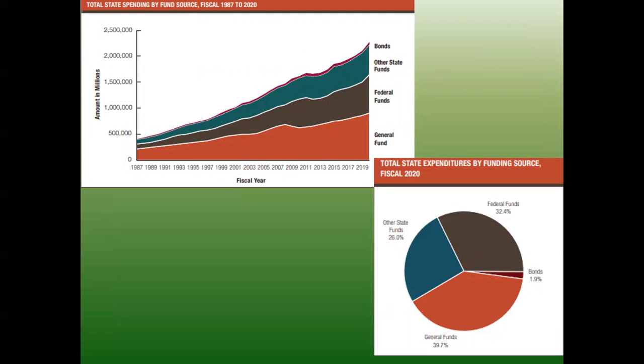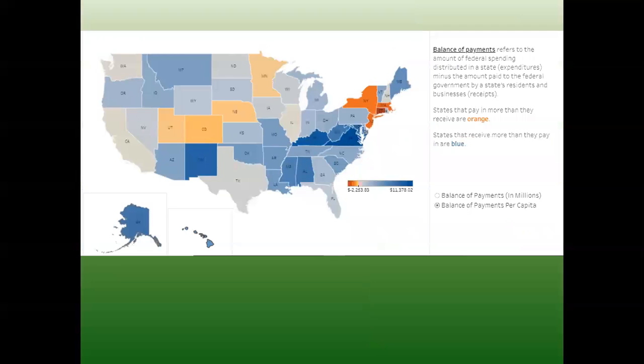So where do states get their money? There's something called the general fund, which is basically where all the money goes in from taxes such as the income tax and sales tax. And then federal funds account for about a third, again, of all the funds for states. And then there are other state funds. This would include things such as unemployment insurance, tuition and fees for state universities, and gas taxes that are devoted specifically to things like roads.